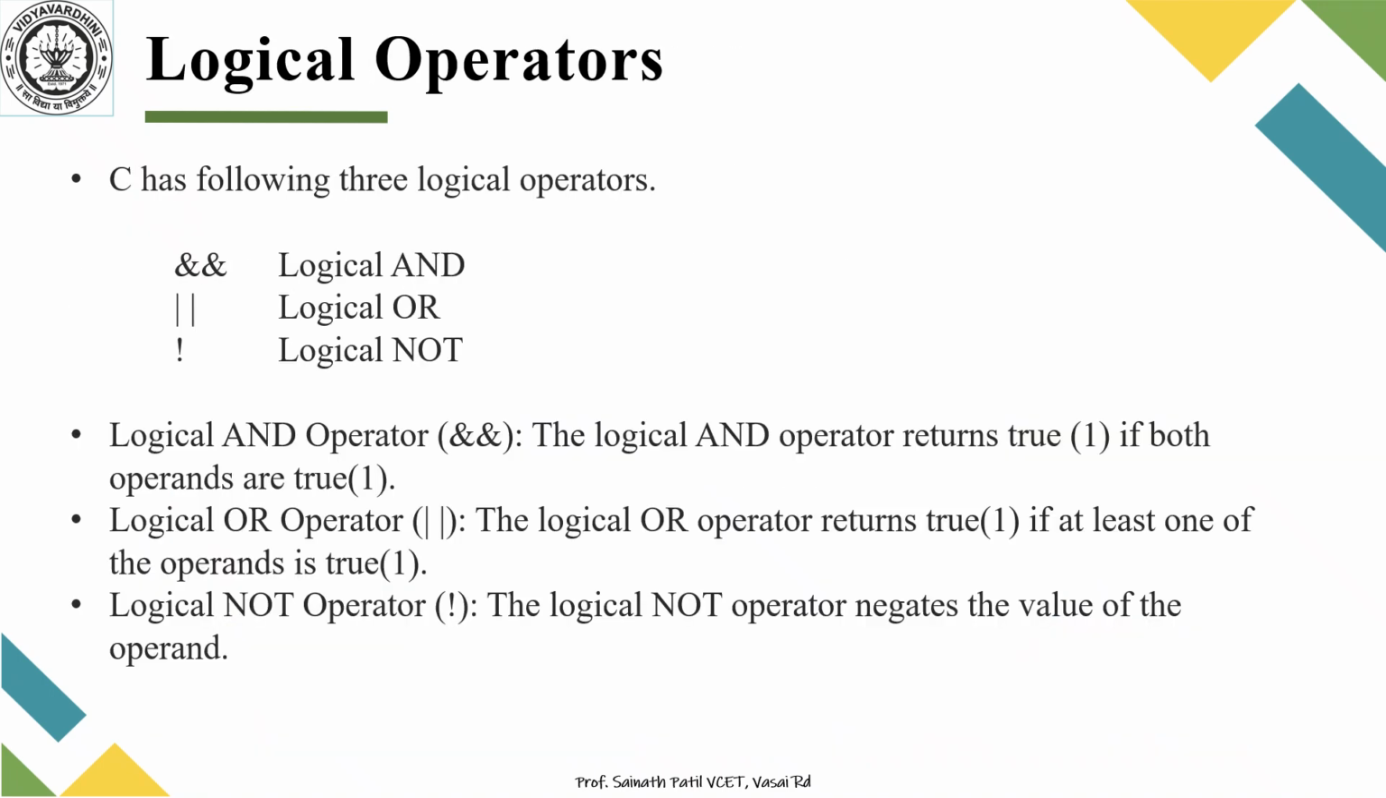Logical operators. C has three kinds of logical operator. Logical AND, represented by double ampersand, logical OR, represented by double pipe, and logical NOT operator, that is exclamation. Logical AND returns 1 or true if both the operands are true or 1. Logical OR returns 1 if any one of the operands is true or 1. And the logical NOT operator negates the value, that is, if it is 1 it will be 0 or false. If it is 0 then it will be 1, that is true.